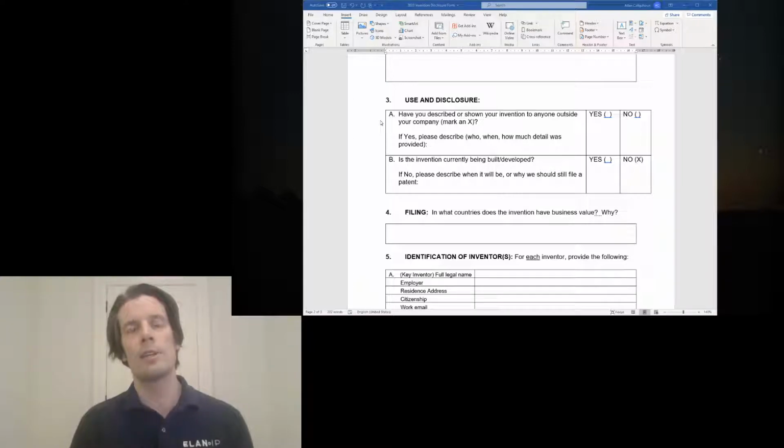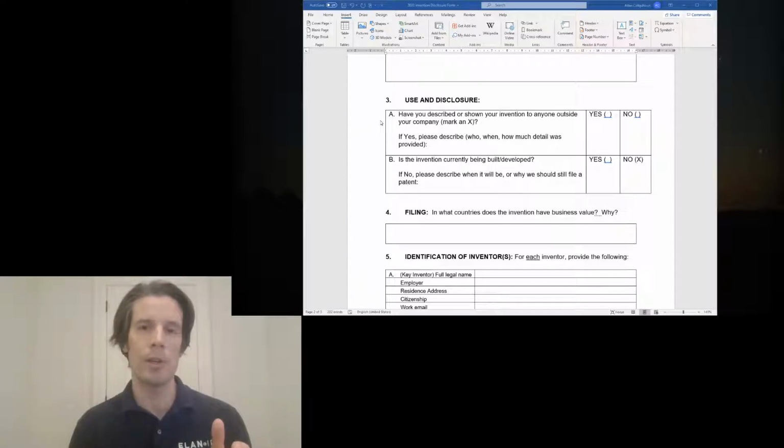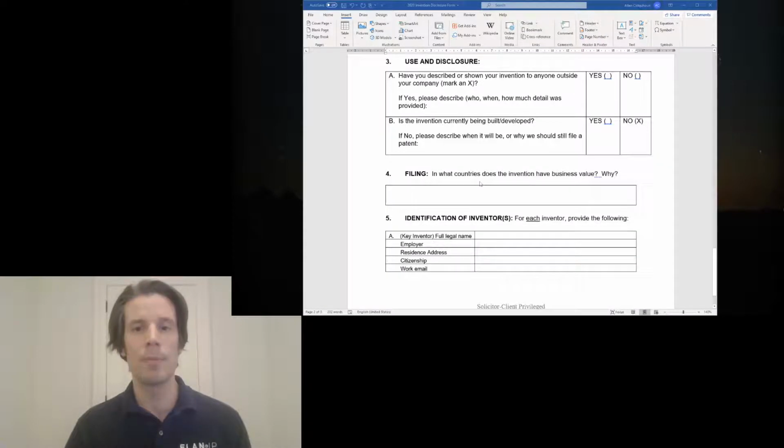And then in some organizations, some of these inventions are sort of pie in the sky. And so it's helpful to have a bit of a sense of, are you currently developing this right now? Is your team working on it actively?